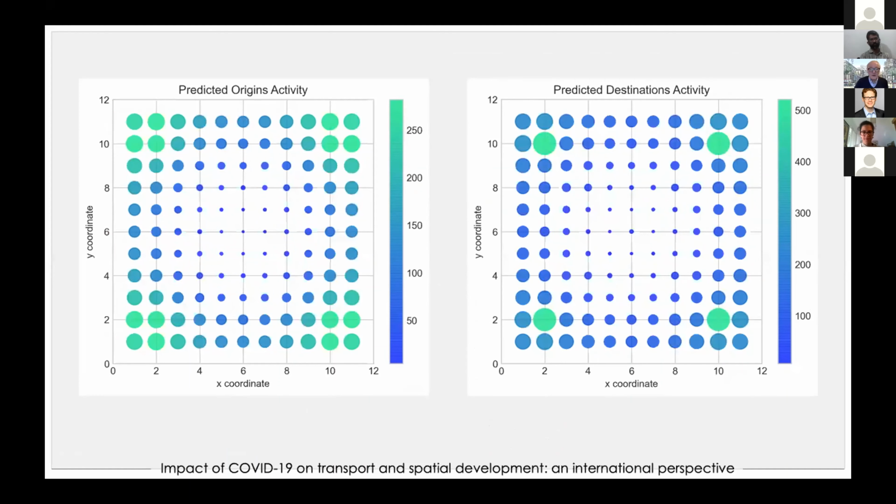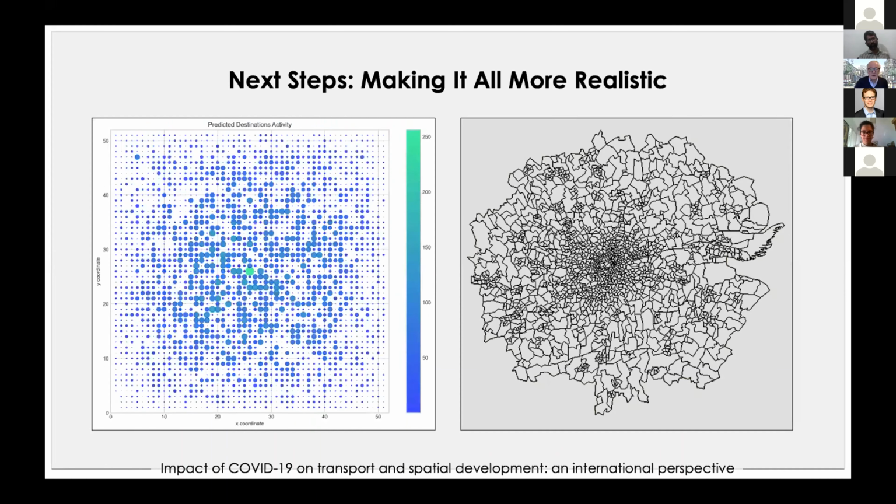And the last slide, last but not least, is really where we go from here. We can obviously do all of this on a much bigger grid. That's done on a 51 by 51 grid, which gives us about 2,500 zones. If you look at the picture on the right, that is London and the outer metropolitan area, which we've built various models of over the years.